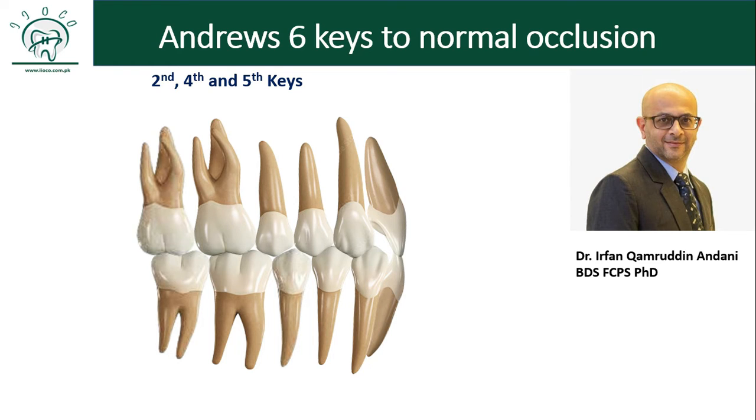Let's continue the topic which we started in our last video, which was about Andrews' 6 keys to normal occlusion. Today we are going to discuss the second, fourth and fifth keys to normal occlusion. You must be thinking, why am I skipping the third key, isn't that very important? Well, the reason is that the third and sixth keys need more elaboration, while there is nothing much to tell you about the fourth and fifth keys, so I can accommodate those keys in today's video.